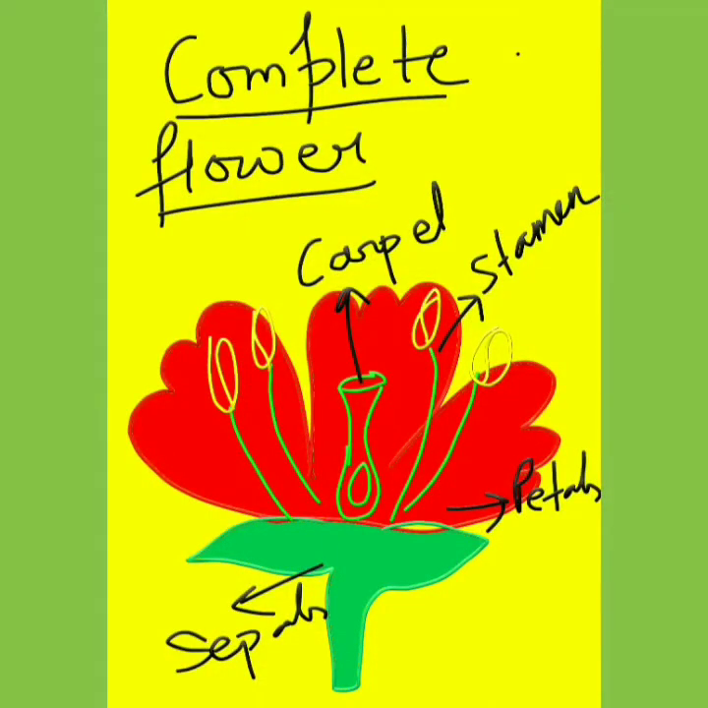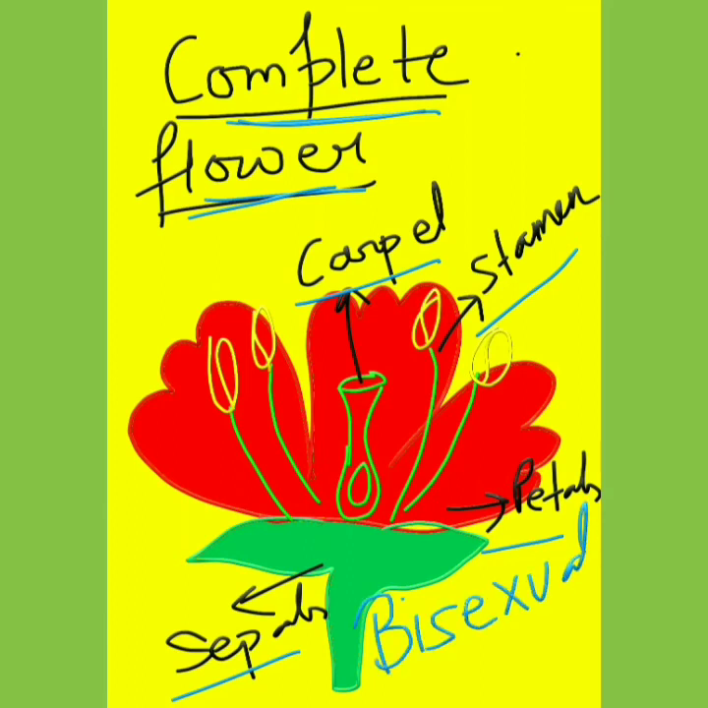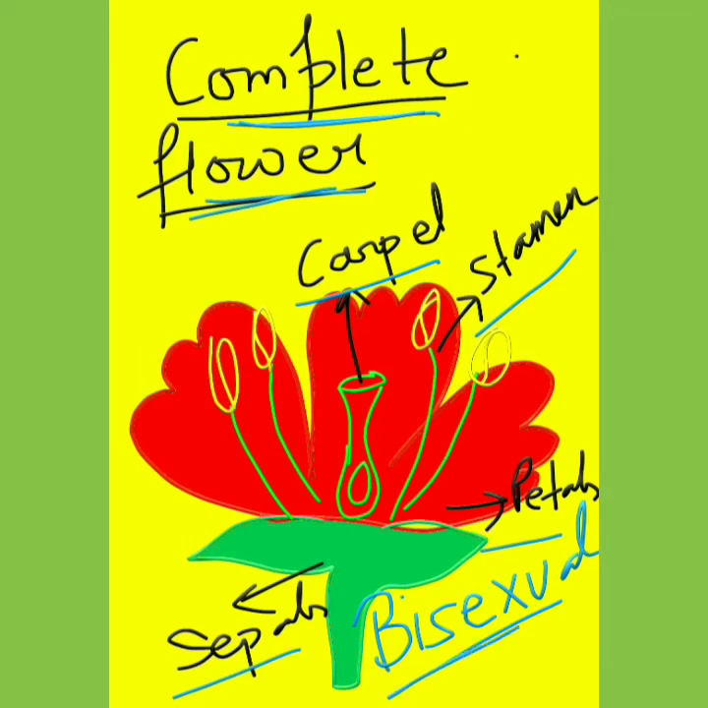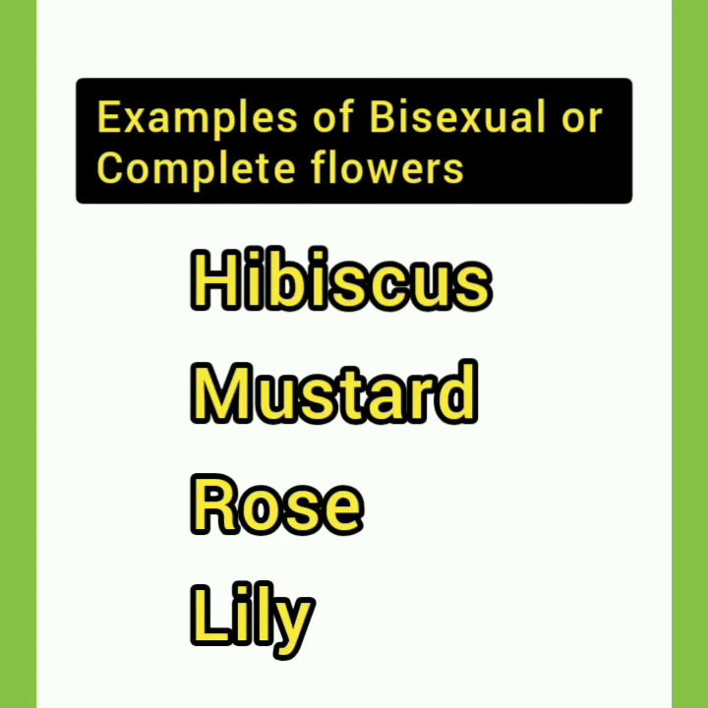Next, what is a complete flower? So a flower that has all the four parts, that is sepals, petals, carpel and stamen, is called a complete flower, or we also call it bisexual flower. So why do we call it bisexual? Because such a flower contains both the female reproductive part as well as the male reproductive part. So here are some examples of bisexual flowers. That is hibiscus, mustard, rose and lily.